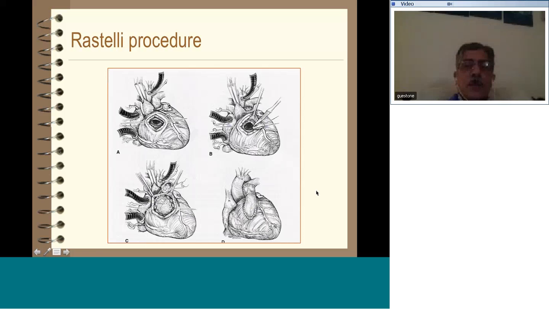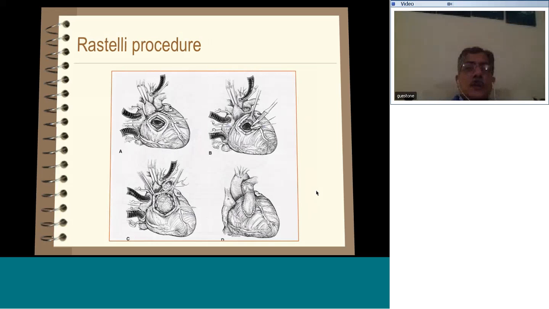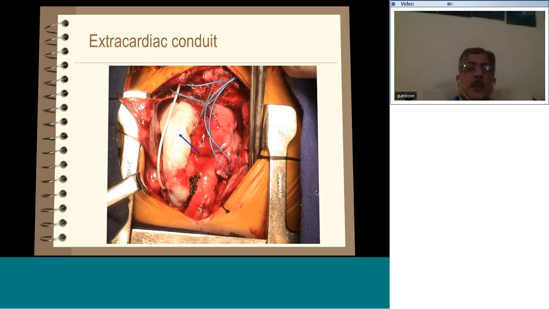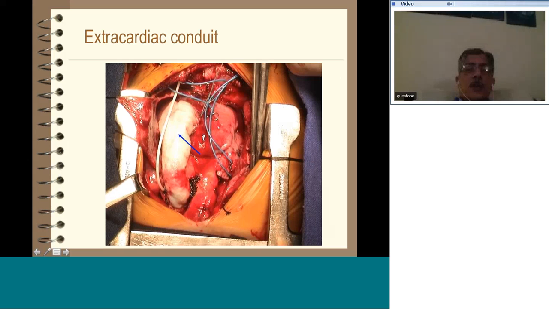So this is what is known as a Contegra conduit, which is placed from the right ventricle to the pulmonary artery. That's the aorta, which is actually lying in front, which appears to be connected to the RV. But now, after the surgery, it has been through an intracardiac routing connected to the left ventricle.